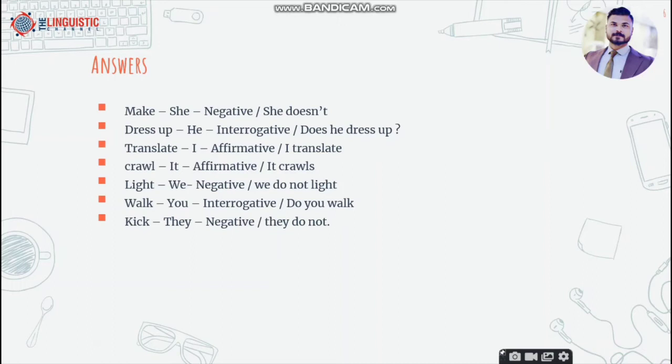You must have used does with he, as it is the rule that with he, she, it, in an interrogative we use does, and then translate. So I translate, or you translate, or whatever. It's just an easy word. It crawl. So it was a very easy verb. You must have made it correctly.